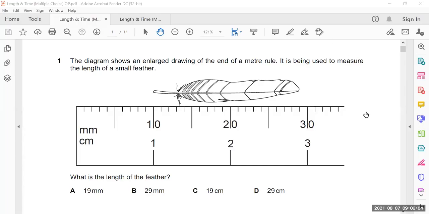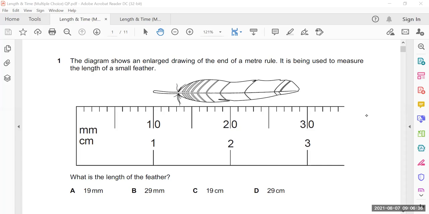Now here in question number one, the diagram shows an enlarged drawing of the end of a meter rule. It is being used to measure the length of a small feather. What is the length of the feather? Yes, anyone from grade 9? 19 millimeters. 19 millimeter. Now in this question, children, let's see how to do this question.